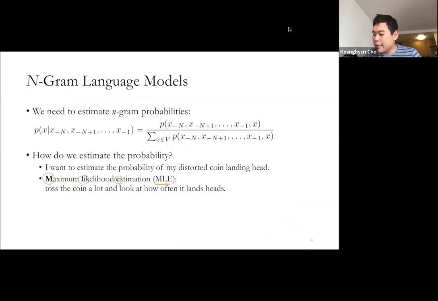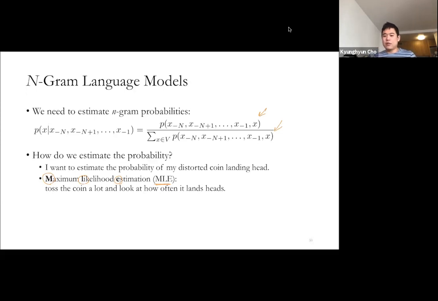So we are going to estimate these n-gram probabilities by estimating these two probabilities in this fractional format. If you notice, these two are essentially the same thing. All we need to do is compute the probabilities of all possible n-grams, and how we do that is by using maximum likelihood estimation.